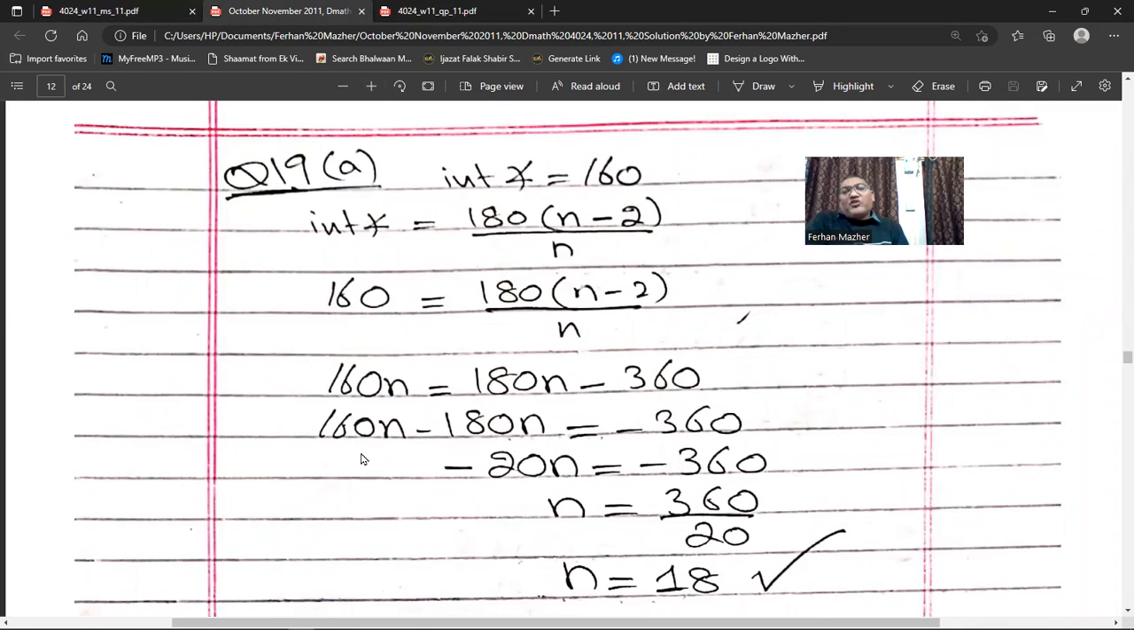Okay, so suppose that the internal angle is equals to, it is given that the internal angle is equals to 160.